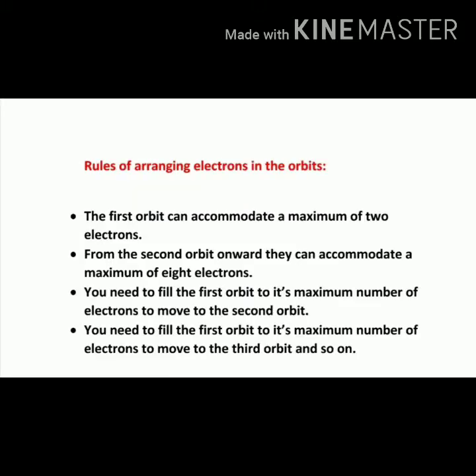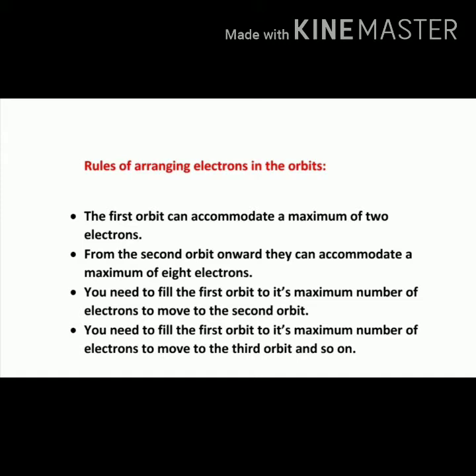Now we will do the rules of arranging electrons in the orbits. So first we have the nucleus, and surrounding the nucleus is the first orbit. The first orbit can accommodate only a maximum of 2 electrons. So it can be less than 2 but not more than 2. Then from the second orbit onwards, the maximum number of electrons an orbit can hold is 8. So first orbit, maximum of 2 electrons, and then from the second orbit onwards, maximum of 8 electrons.